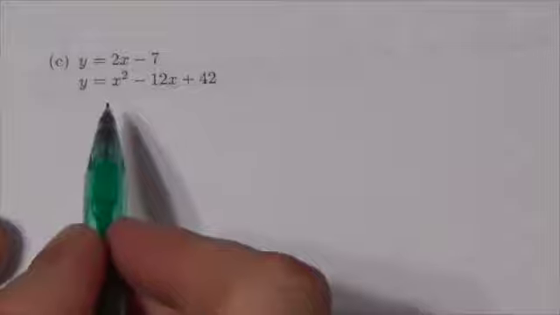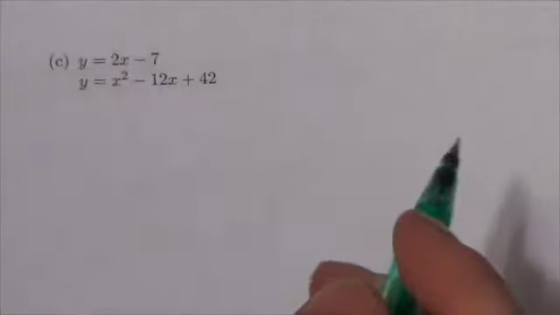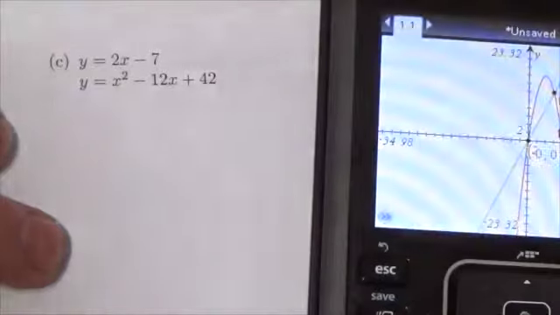All right, number 1c. Okay, 2x minus 7 and x squared minus 12x plus 42. So the first thing I'm going to do here is solve this on the calculator. I'm sorry, I've got to go back and do this from scratch.